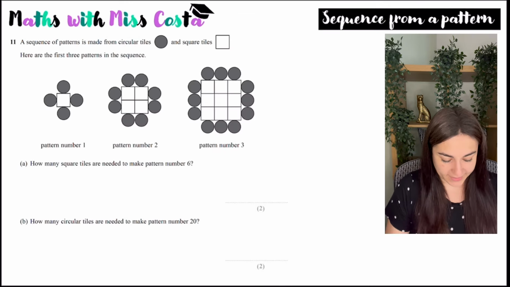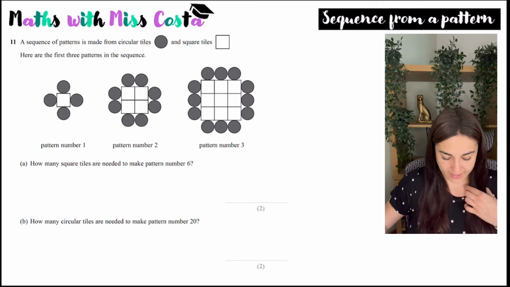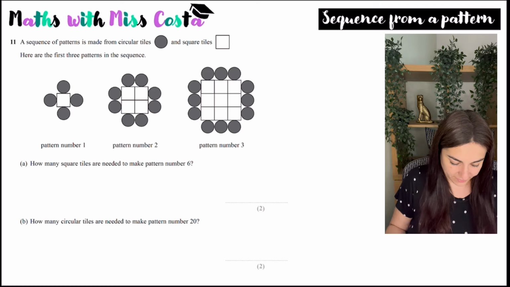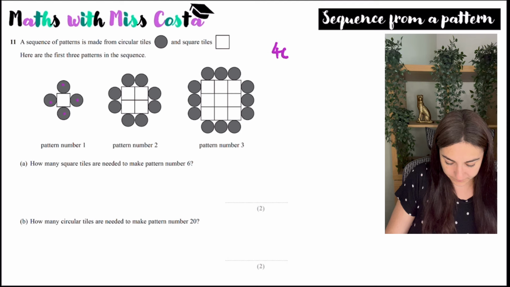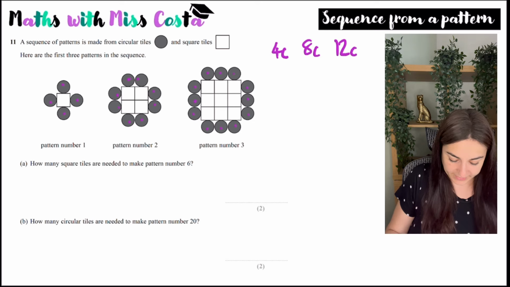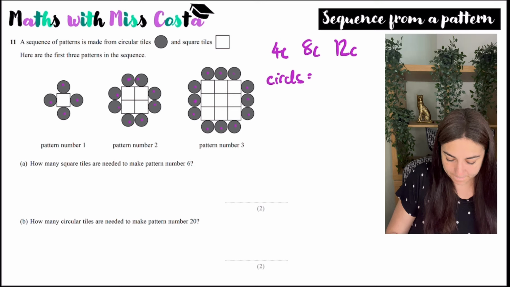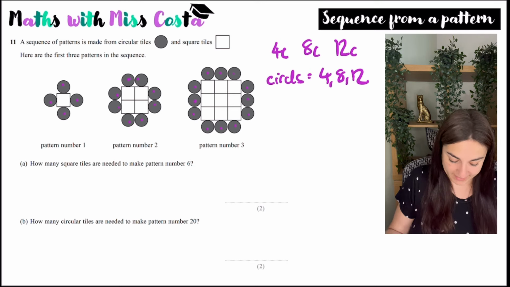Okay, next we've got a sequence, a pattern that's made from circular tiles and square tiles. And I've been given the first 3 patterns in the sequence. So over here I've got 1, 2, 3, 4 circles. Over here I've got 8 circles. Over here I've got 12 circles. So the pattern for circles goes 4, 8, 12. So I can see that each time I'm adding 4.